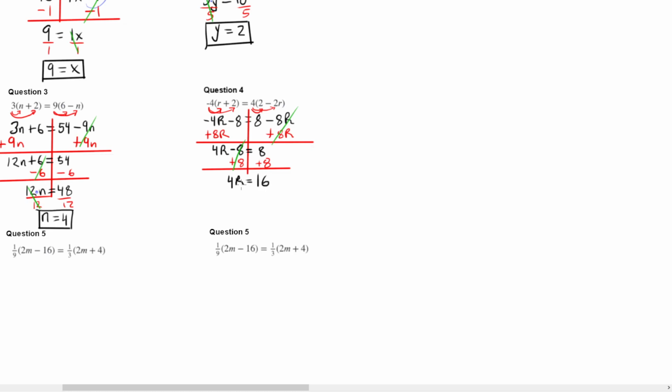Last step, get the r by itself. How is the r attached to the 4? They are multiplying. So the opposite operation is going to be divide. I'll divide both sides by 4. That guy crosses out, and I get r equals 4.